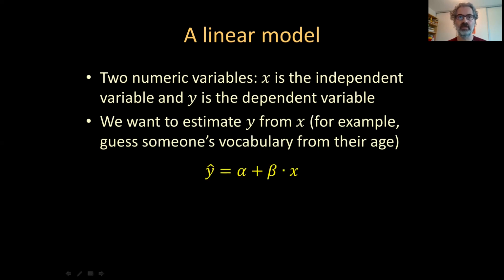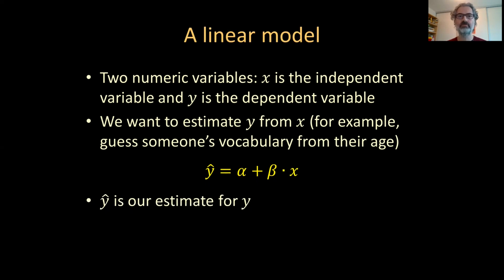In general, our prediction is made using a formula like this one. This formula has two parameters, alpha and beta. So we want to find two numbers so that we will be multiplying one number with x, with our own variable, adding the other number to it, and this result would be our estimate, our prediction for y, for the other variable. Y hat is our estimate for y.